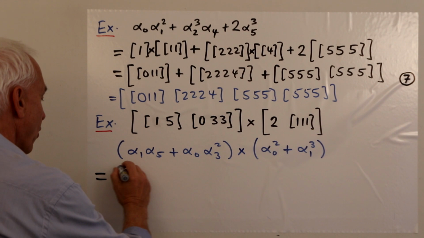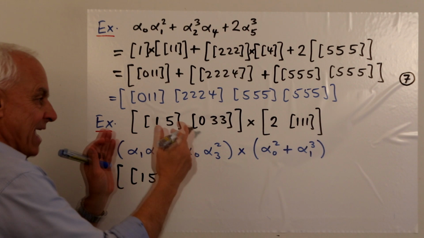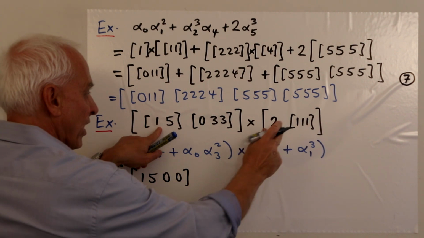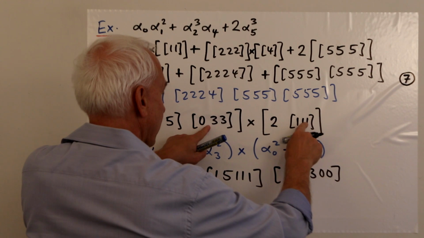So this thing has two elements, this thing has two elements, so we have to form all possible sums of these two things. So the first one is 1, 5, we add it to 2. 2 is the mset 0, 0, so we get 1, 5, 0, 0. When we add this thing and this thing, we're going to get the mset 1, 5, 1, 1, 1. Adding these two, we're going to get 0, 3, 3, 0, 0. And adding these two, we're going to get 0, 3, 3, 1, 1, 1.